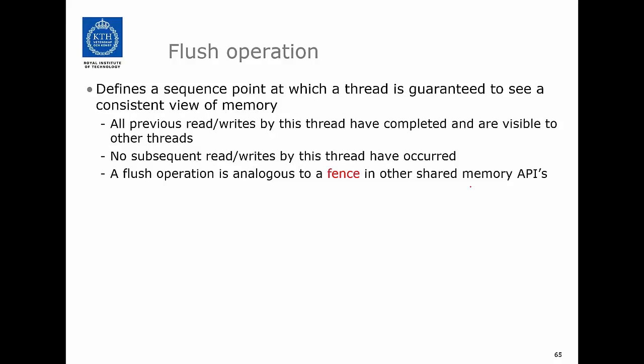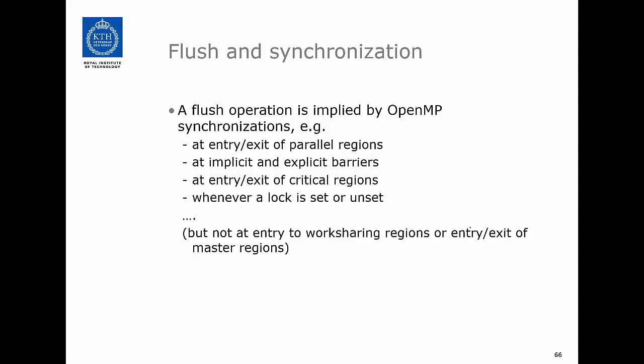So the flush operation defines a sequence point at which a thread is guaranteed to see a consistent view of memory, meaning that all previous reads and writes by this thread have completed and are visible to other threads, and no subsequent reads and writes by this thread have occurred. So it's analogous to a fence in other shared memory APIs.